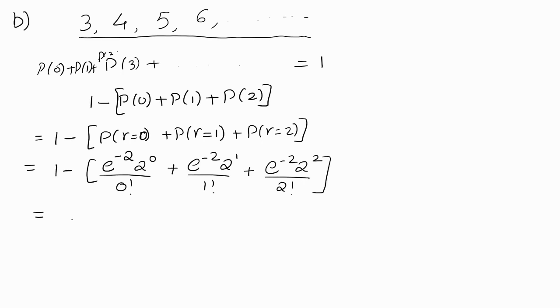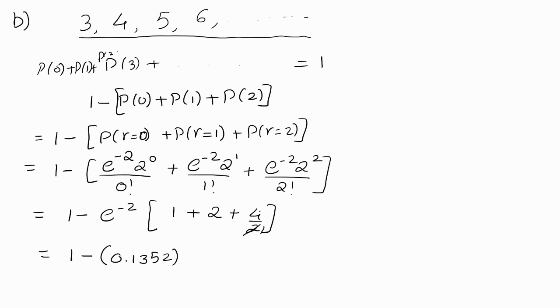Now these values I know, I can take this e raised to minus 2 term outside: 1 minus e raised to minus 2 times, 2 raised to 0 is 1, plus 2 upon 1, plus 2 squared upon 2 factorial, that is 4 by 2. So this is 1 minus e raised to minus 2, whose value I have known, that is 0.1352, times, the 2 cancels, this comes out to be 5, and whatever this answer comes is my required probability.